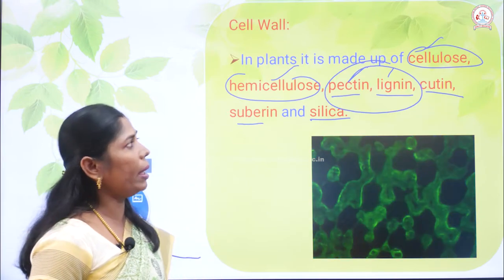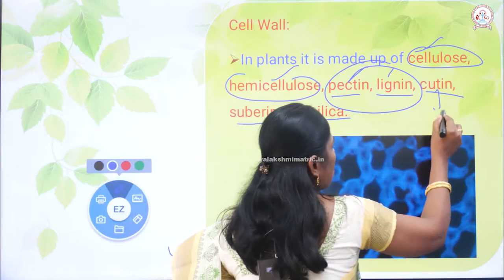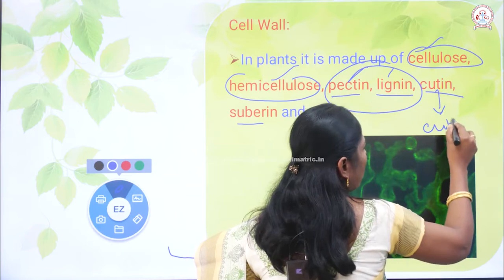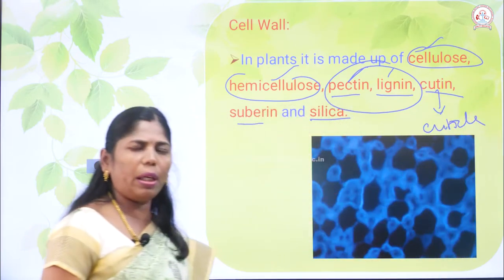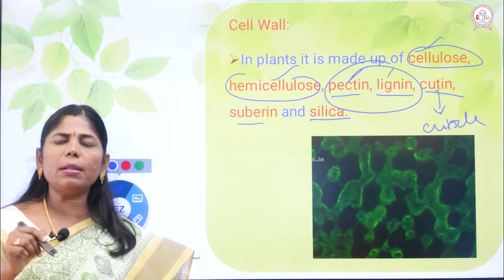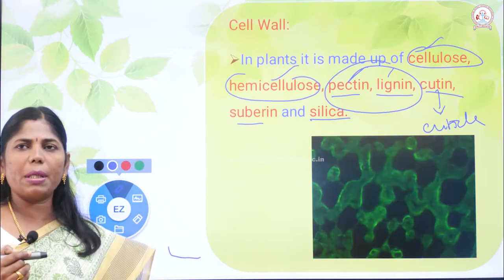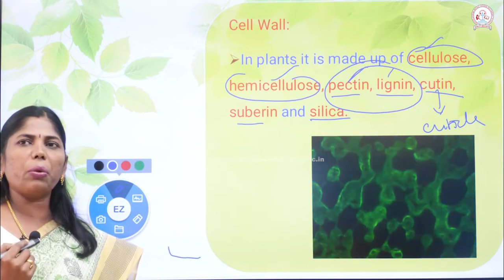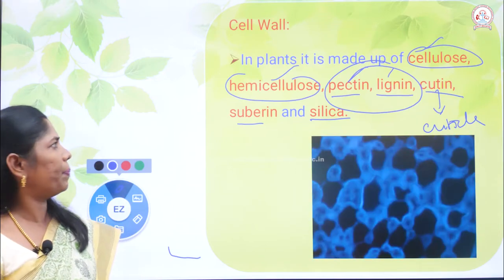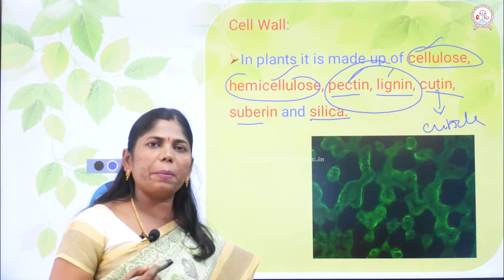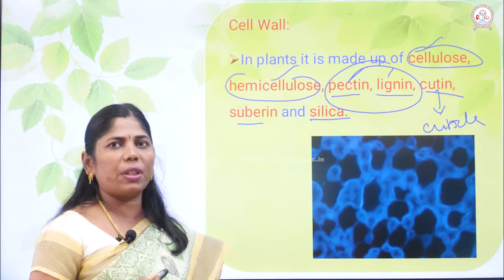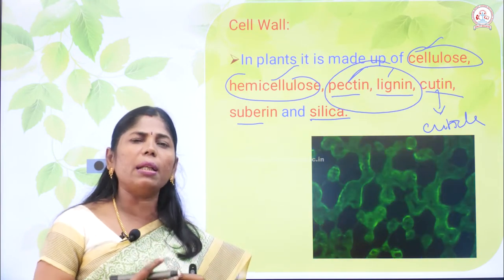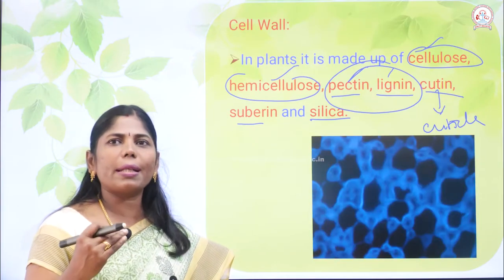Okay, the cutin is present in the cuticle. So where is the cuticle? The cuticles are present in the leaf and on the stem. The outer surface of the stem looks very shiny because of the presence of the cuticle. Cutin is a wax-like substance that protects the plants from transpiration. If transpiration occurs continuously, it is prevented by the cutin.